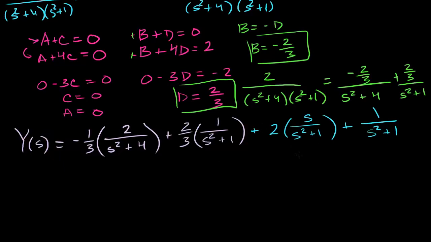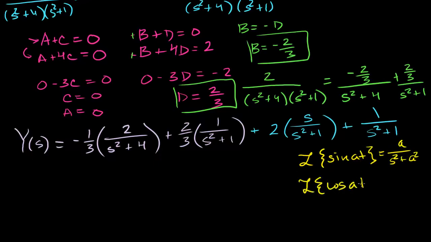Just to remember the Laplace transform, so we're not doing some type of voodoo: the Laplace transform of sine of at is equal to a over s squared plus a squared. And the Laplace transform of cosine of at is equal to s over s squared plus a squared. Let's just remember those two things when we take the inverse Laplace transform of both sides of this equation.